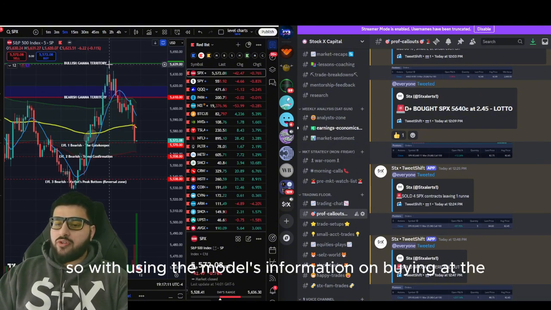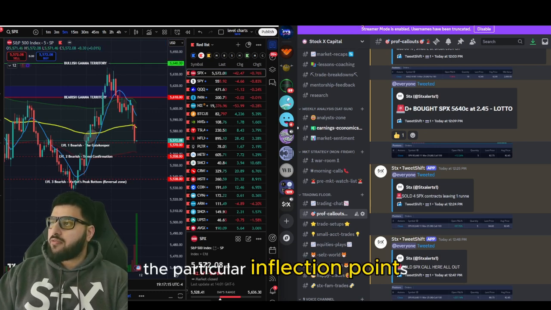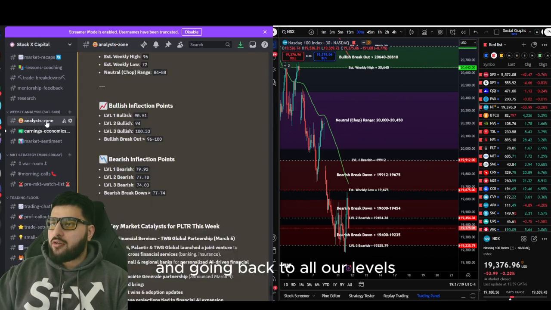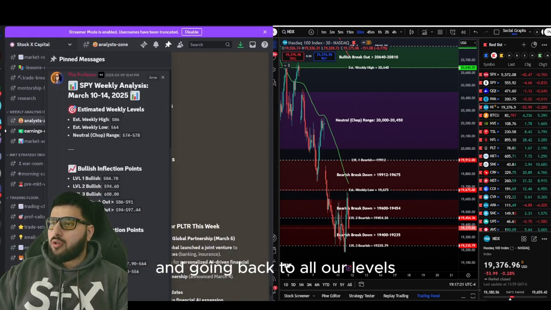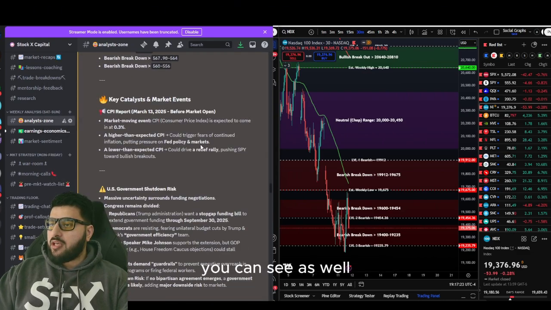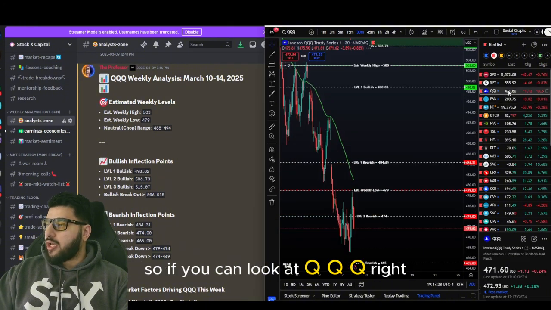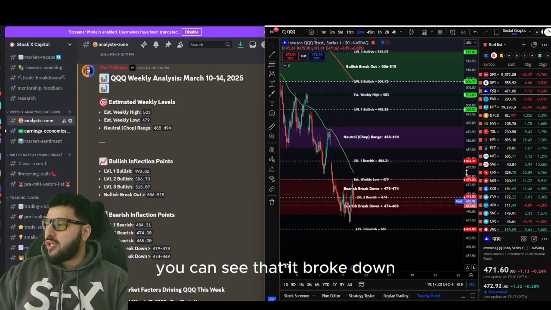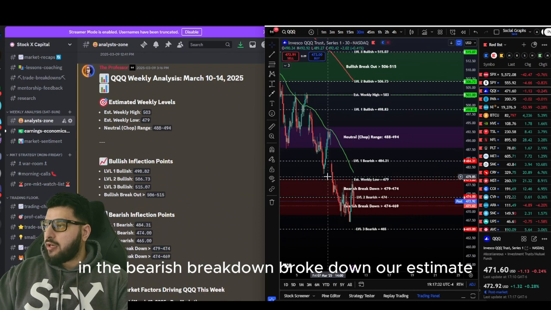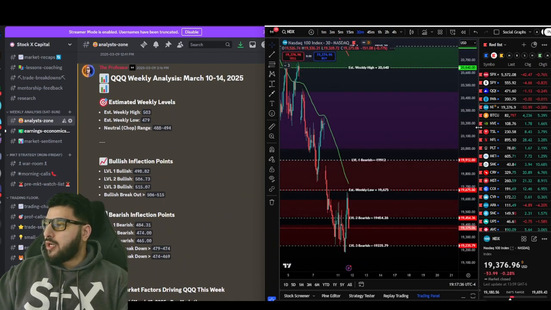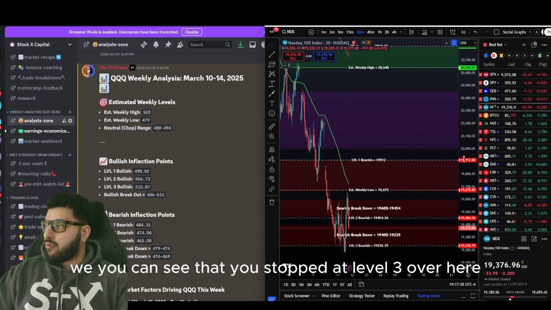So by using the model's information on buying at the particular inflection points, you can do very well as a trader. And going back to all our levels, you can see as well that all this information is all time stamped. So if you look at QQQ, right? You can see that it broke down in the bearish breakdown, broke down our estimated weekly highs, and didn't bottom at 465 yet. You can see that we stopped at level 3 over here.